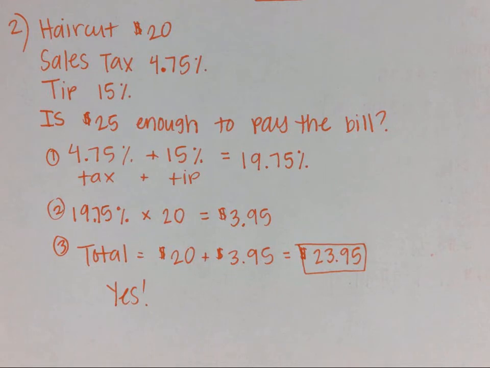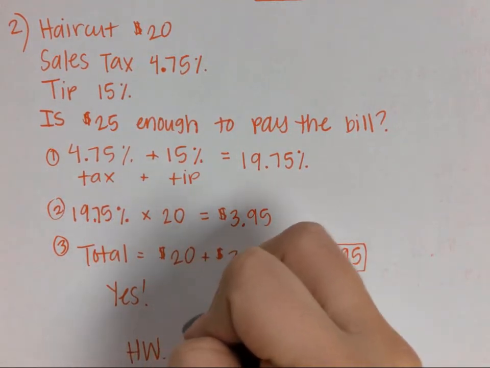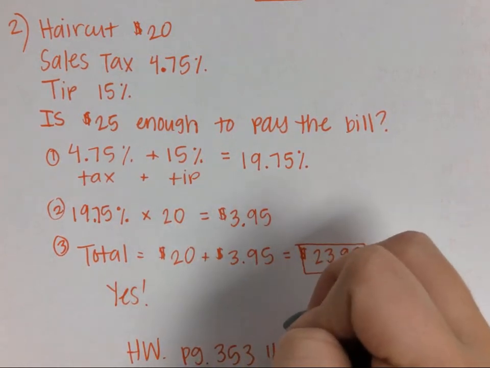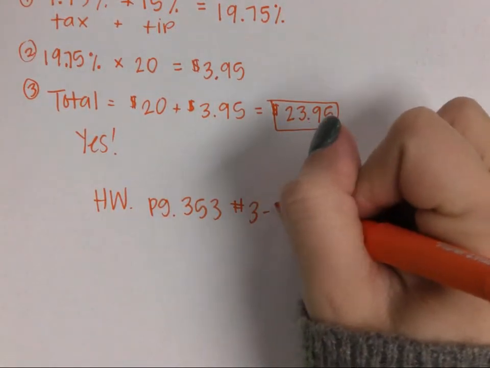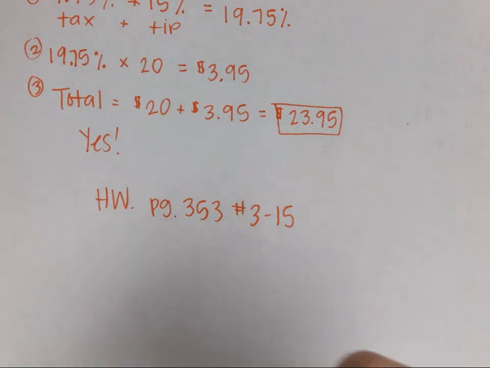No questions? Okay. Your homework is page 353, numbers 3 through 15. You all should be able to finish this before you leave class. So everybody should have a piece of paper and your book out on your desk getting started. So tax is something we're going to use.